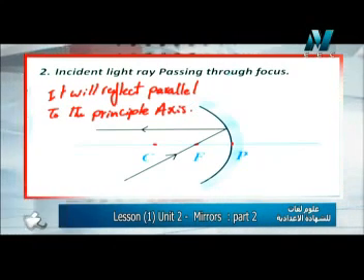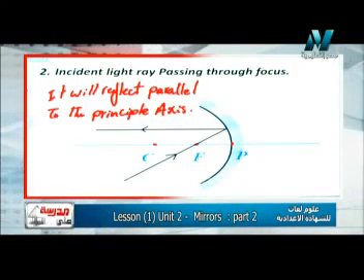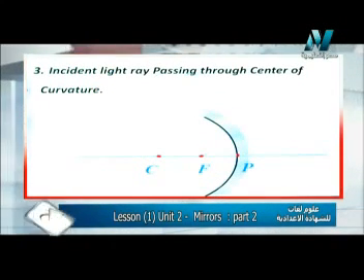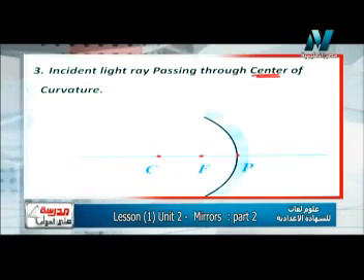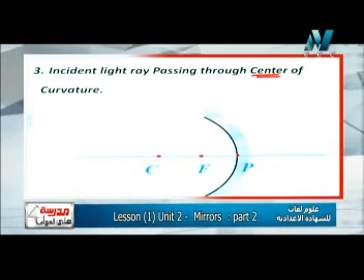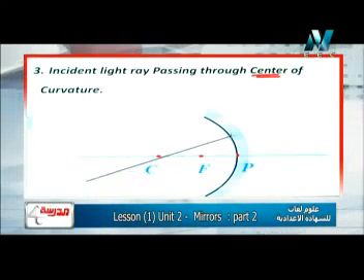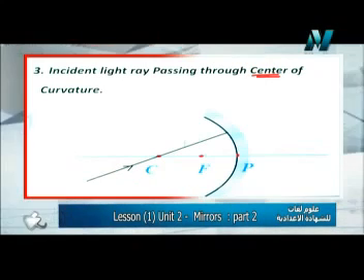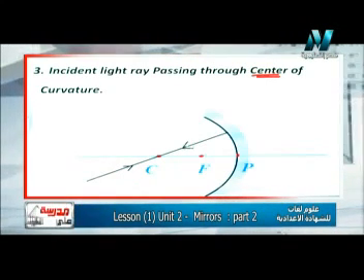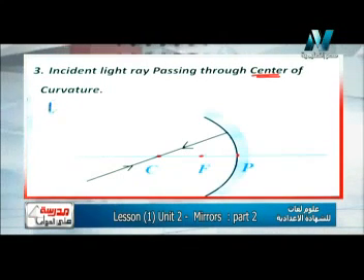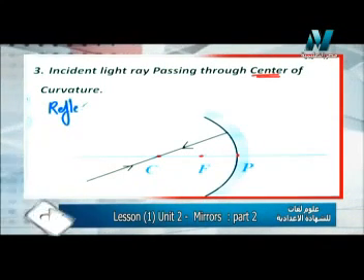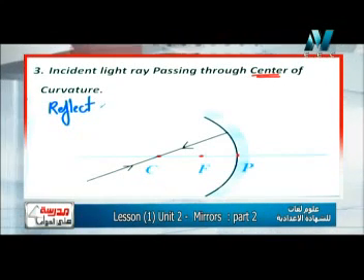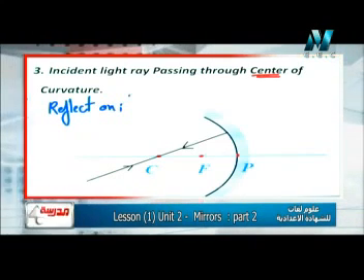Okay. And we have the third rule here in our episode: incident light ray passing through the center of curvature. As the light ray passes through the center of curvature like that, in this case the light ray will reflect on itself. And we know any light ray reflects on itself. Why? Because angle of incidence equals angle of reflection equals what? Equals 0. So it reflects on itself.